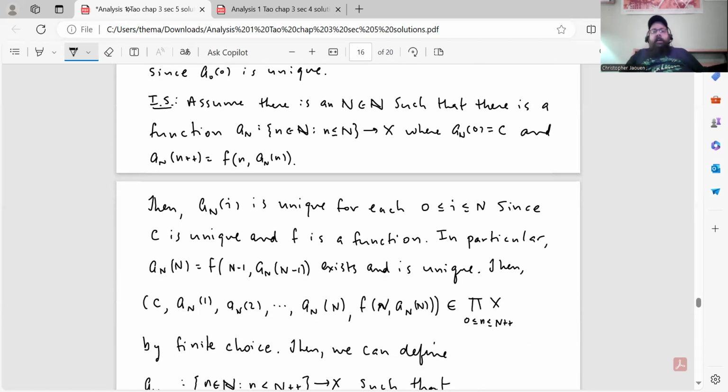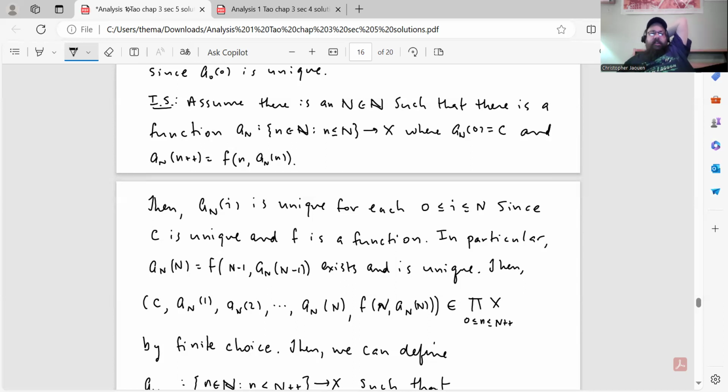Assume there is a capital N in N such that there is a function a_N from the set {n in N : n ≤ N} to X, where a_N(0) is c, and a_N(n++), the successor of n, is equal to f(n, a_N(n)), right? Then a_N(i) is unique for each i from 0 to N, since c is unique and f is a function. In particular, a_N(N) equals f(N−1, a_N(N−1)) exists and is unique. Then the finite sequence c, a_N(1), a_N(2), ..., up to a_N(N), f(N, a_N(N)) is an element of the Cartesian product of the set X with itself N+1 plus plus times, right?